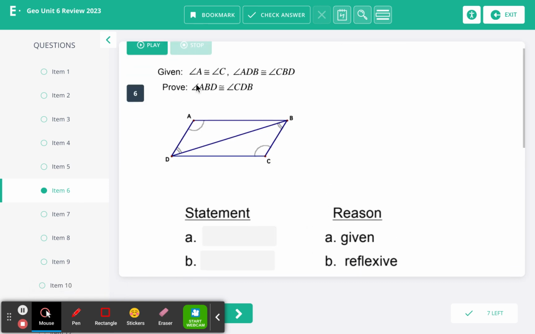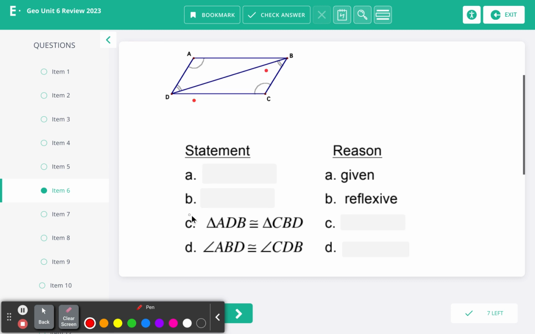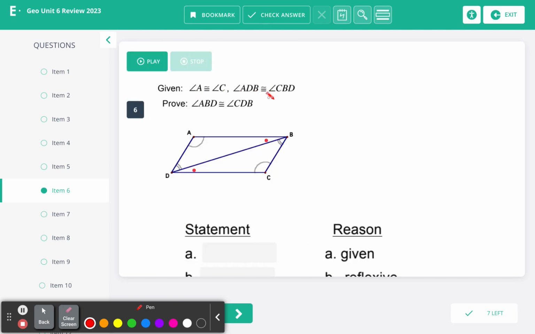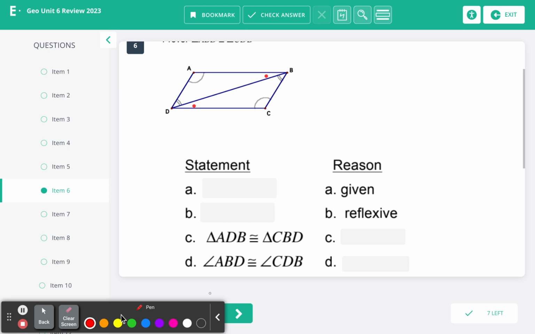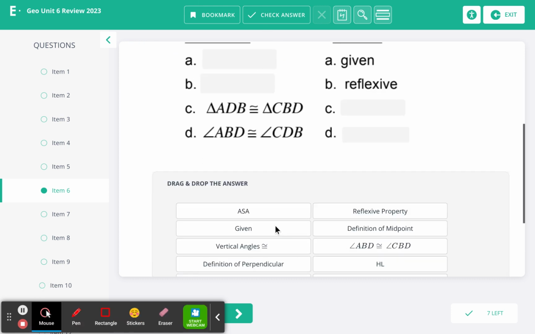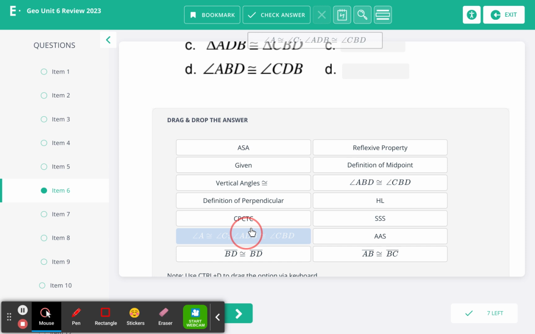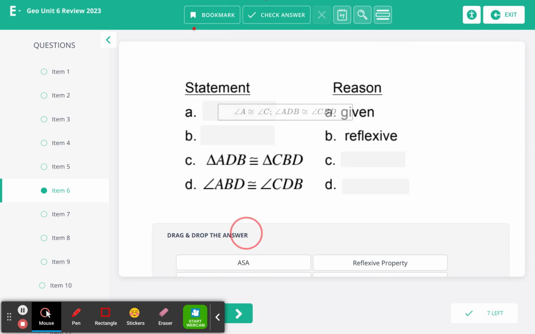All right. We've got angle A is congruent to angle C, which is marked. Angle ADB is congruent to angle CBD, that is marked. And we're trying to prove that angle ABD is congruent to angle CDB. So we're trying to prove that these two angles are congruent. Okay? So A is our given statement. Our given statement was angle A is congruent to angle C. Let's go ahead and find that and drag and drop that up there. There it is. There's the given information.